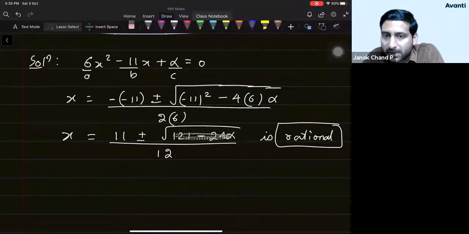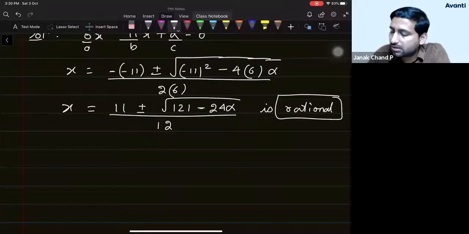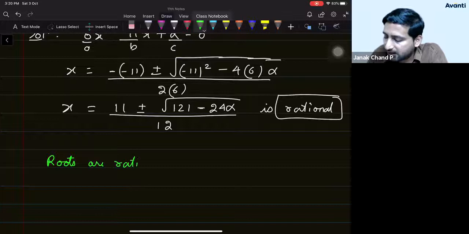This should become a perfect square or 0 also. In that case, this root will not come into the picture, because if there's a perfect square, that square and root cancel. So students, if you didn't know this condition, you can just write this separately. I think I have said this already, in one of the notes: roots are rational would mean the discriminant should be a perfect square.